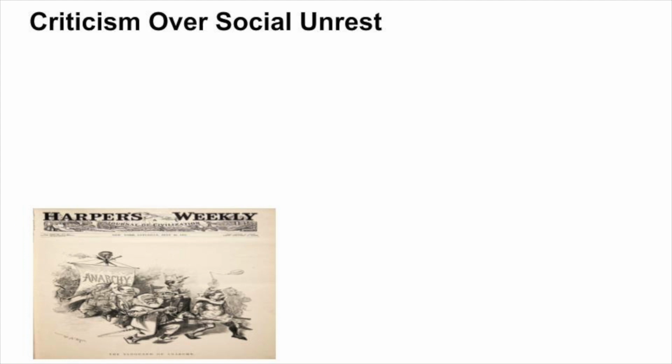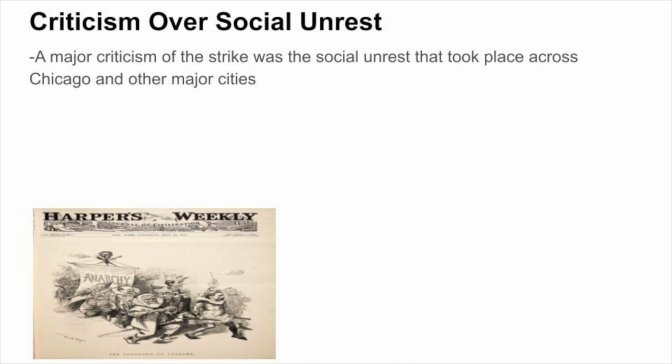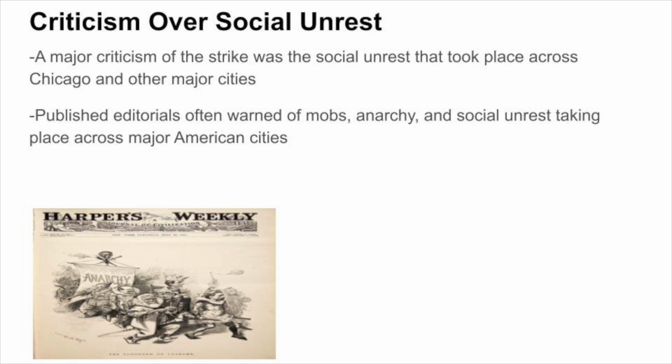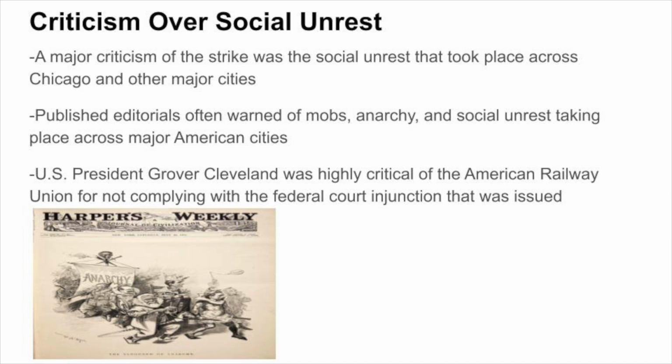Another major criticism of the strike was the social unrest that was taking place across Chicago and other major cities. Published editorials often warned of mobs, anarchy, and social unrest taking place across major American cities. President Cleveland was also highly critical of the American Railway Union for not complying with the federal court injunction that was issued.